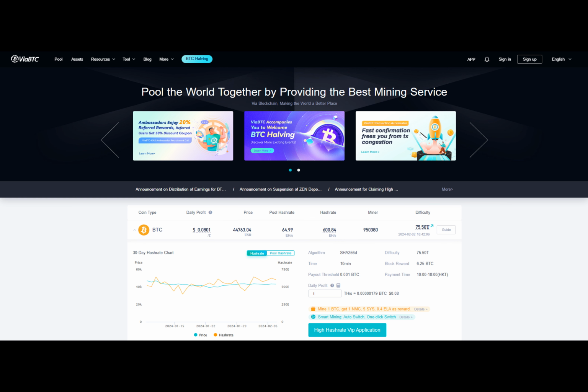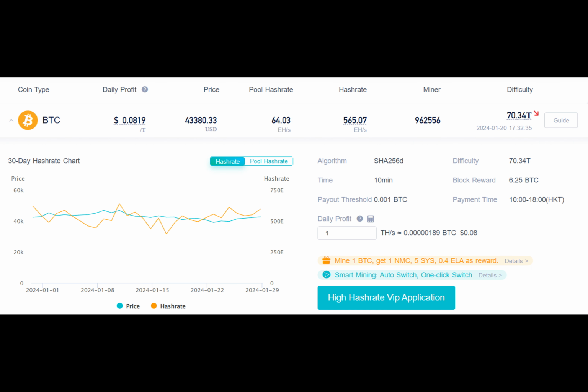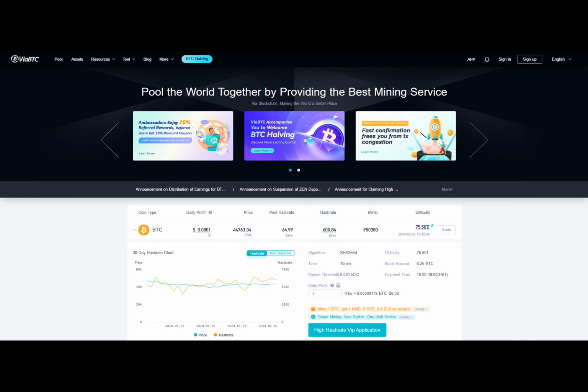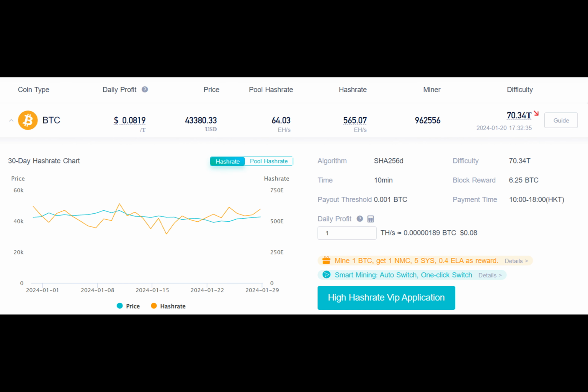Initially introduced in 2016 as a Bitcoin mining pool, ViaBTC has evolved into a full-stack cryptocurrency ecosystem. ViaBTC is an ecosystem of mining pools for Bitcoin and all mainstream POW altcoins. And the ViaBTC platform delivers its services in 130-plus countries and regions across the globe, covering over 1 million users worldwide.